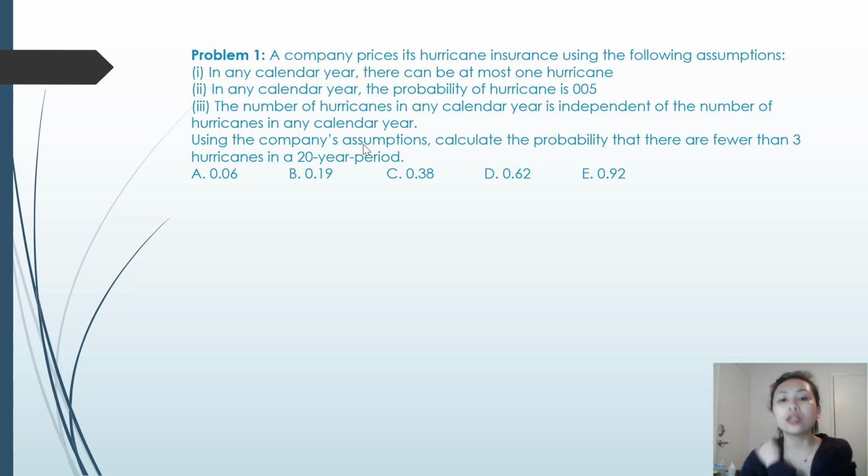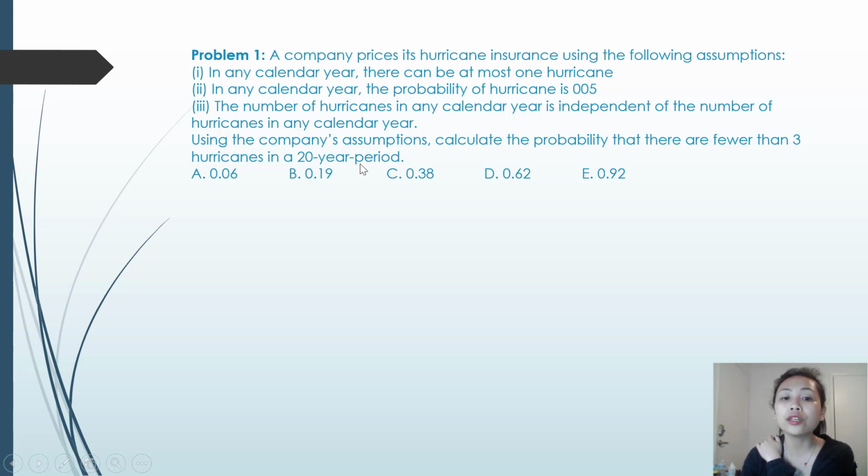So here we have the number of hurricanes in any year is independent of the number of hurricanes in any other year. So each calendar year is considered to be a trial. We have either success or failure, 2 possible outcomes. Either we have a hurricane or not, because in each year we have at most 1 hurricane. We're not going to have 2 or more. It should either be no hurricane or 1 hurricane.